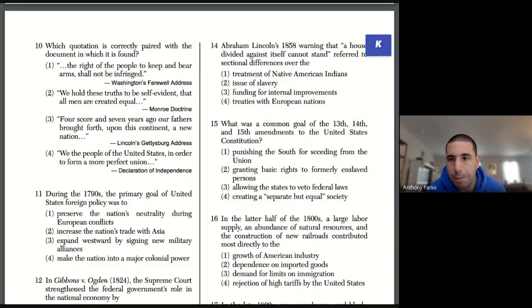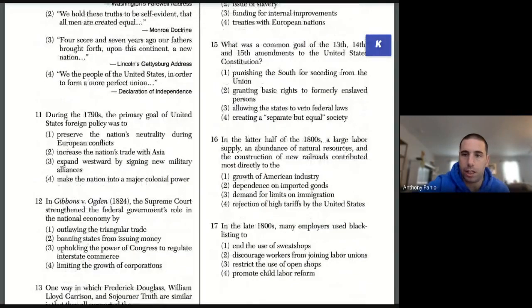Number 15, what was the common goal of the 13th, the 14th, and the 15th Amendments to the U.S. Constitution? They are basically going to be giving free rights to African Americans, so the best answer is going to be 2. In the latter half of the 1800s, a large labor supply, an abundance of natural resources, and the construction of new railroads contributed directly mostly to... I would say 1 is the best answer. This isn't a question that we do too often. So 1 is the best answer.